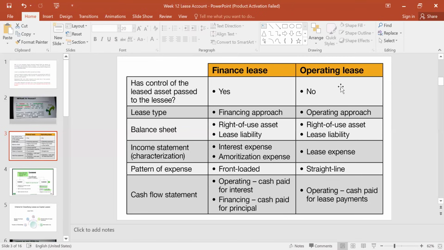This is the basic concept. Gradually we differentiate between both types of lease. An important condition is whether control of the leased asset is passed to the lessee. Of course, you have to give the right to use the leased asset. So for finance lease, yes, but for operating lease, no, because operating lease is a short period.